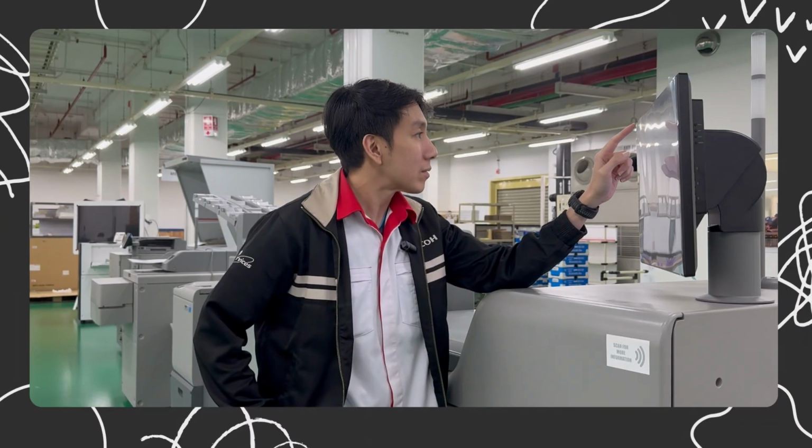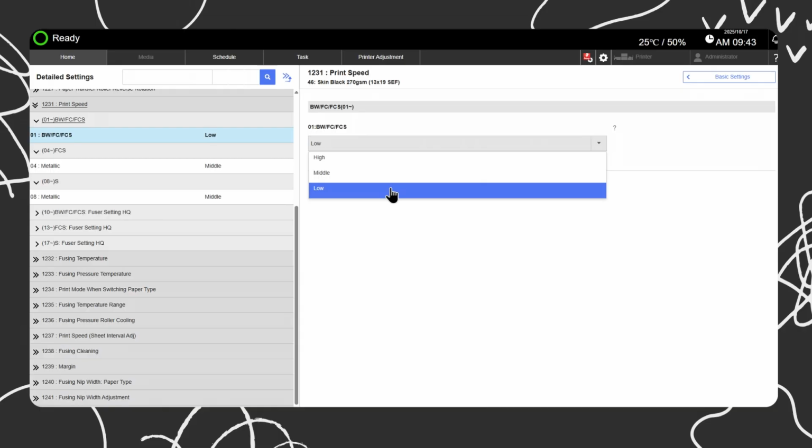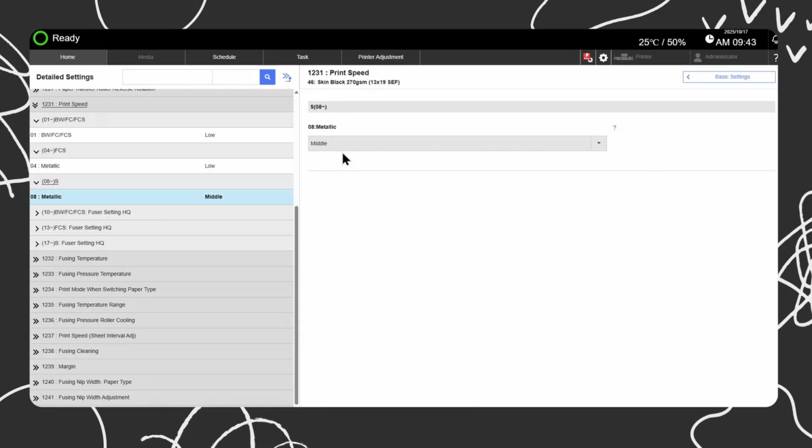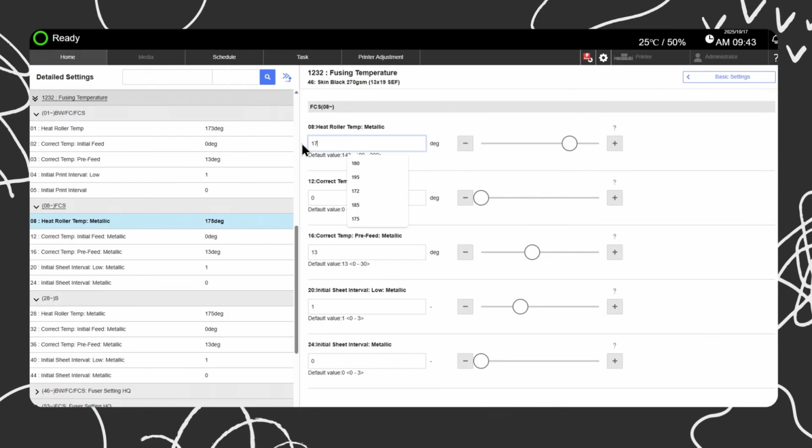Getting the right balance of fusing temperature, belt speed, and pressure is key. Ghosting can be solved by reducing the print speed from high to medium or from medium to low, and then gradually lowering the fusing temperature in steps of 5 degrees per adjustment.